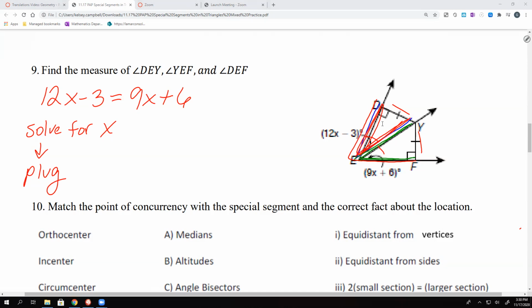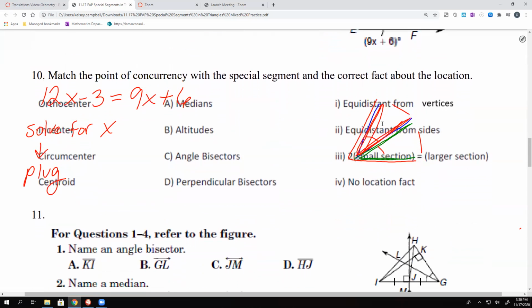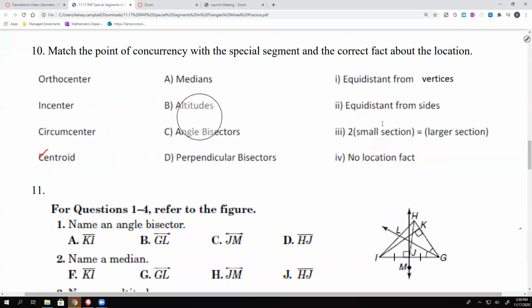So in the test, would the answer be the 3 different numbers for all 3 of those measurements? They're not going to ask you to find all of them. Just for like one or so.